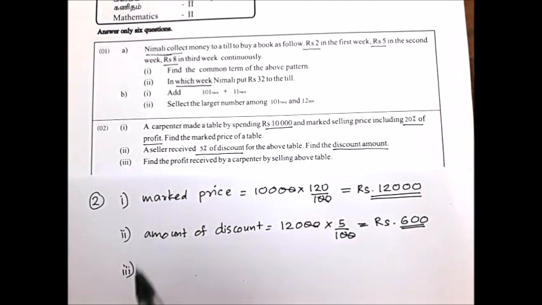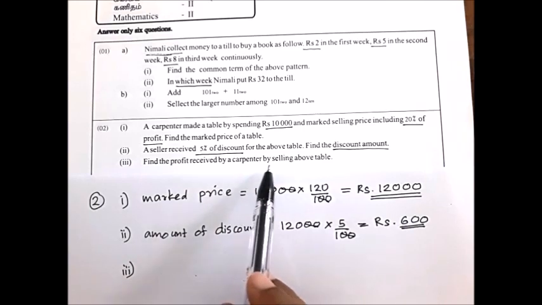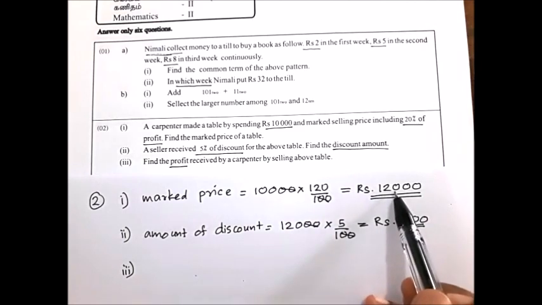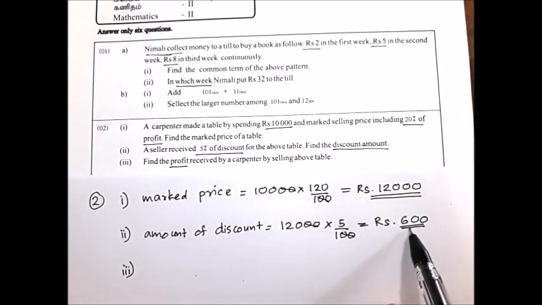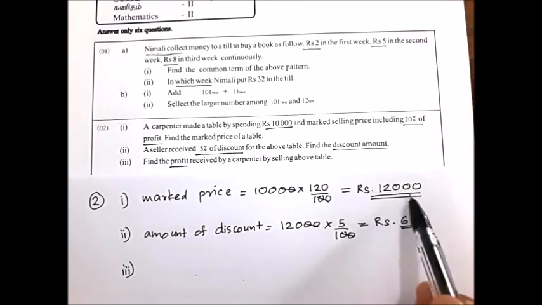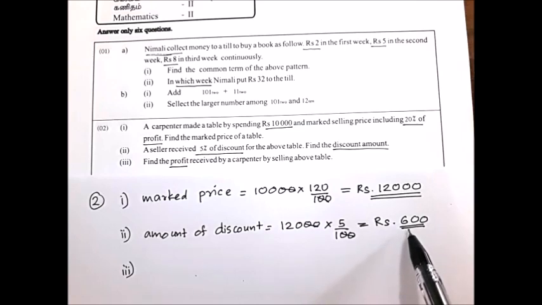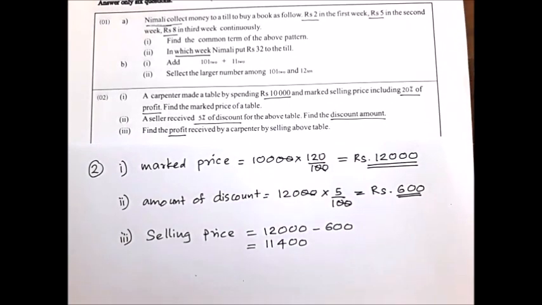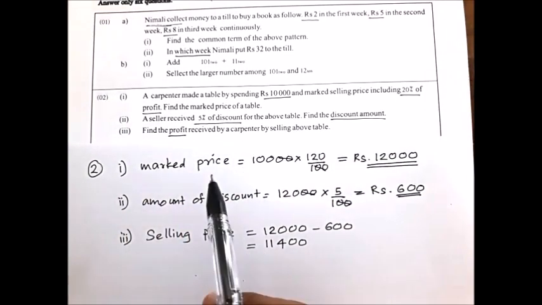Third part. Find the profit received by the carpenter by selling the above table. You have to find profit. This is the mark price and he gives 600 rupees discount. So what is the selling price? Mark price of the table 12,000 and 600 rupees discount given. Selling price is mark price minus amount of discount. It is 11,400 rupees.